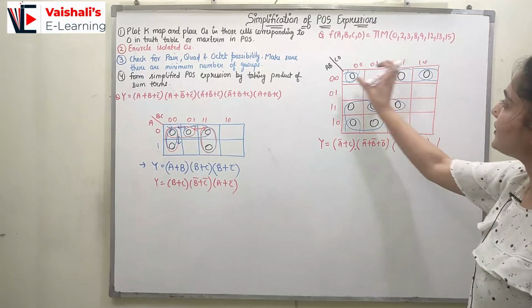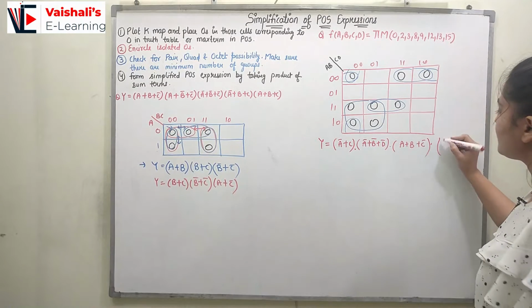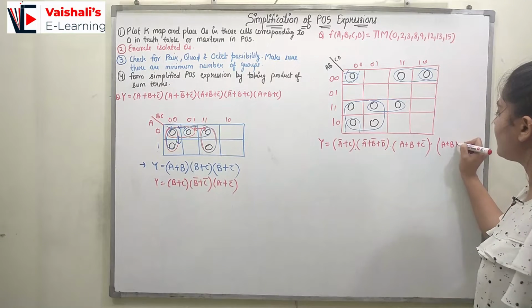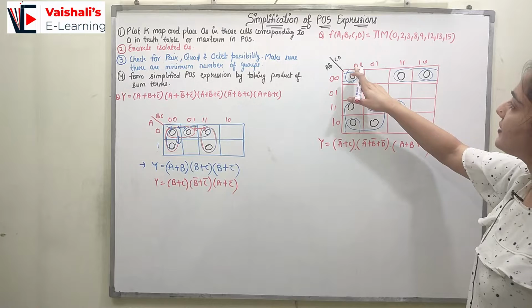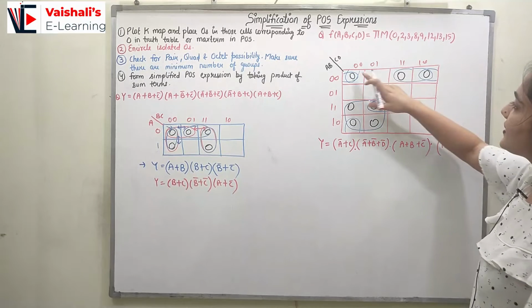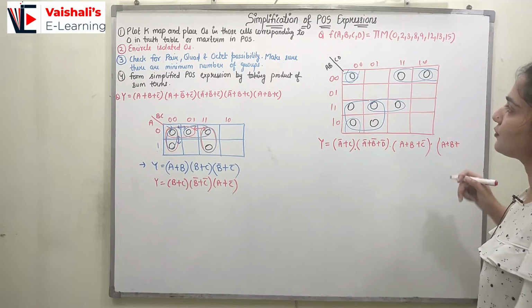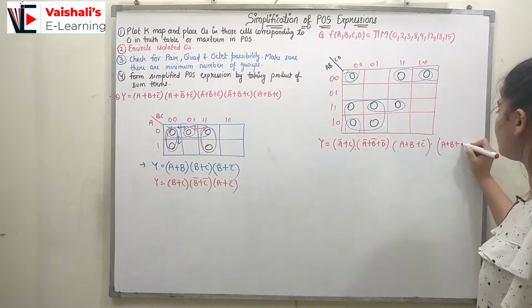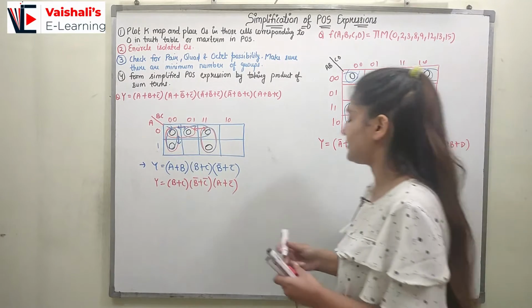After that we have these two zeros. For these two zeros again we have A plus B plus, now here if I see C and D are 0, 0, and here it is 1, 0. So C is changing, D is 0, so it is represented as A plus B plus D.